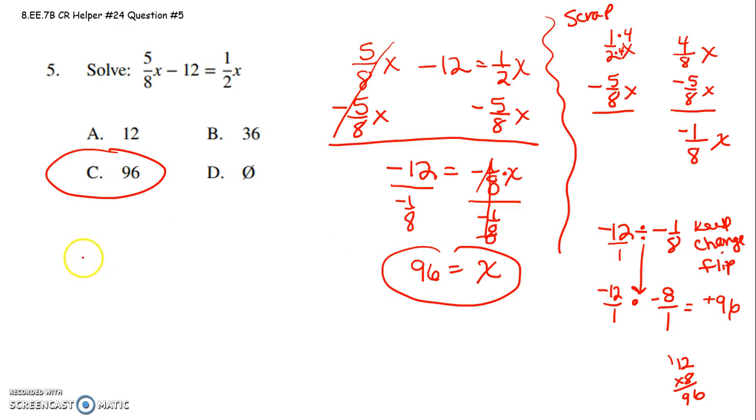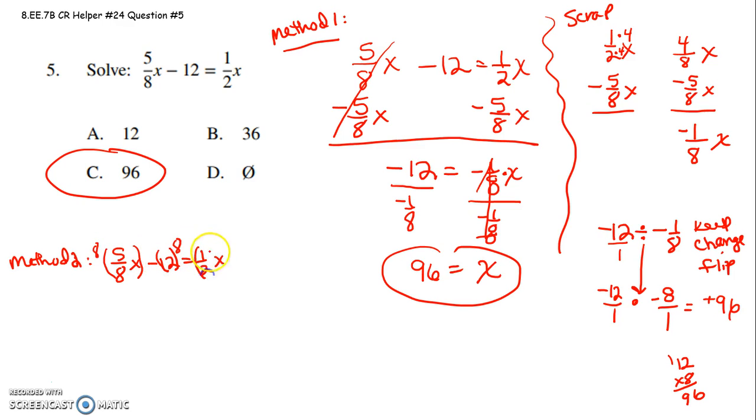I can show you a second way to go about this. So this is method 1. Just leaving the fractions and dealing with them. Method 2, some people like to clear the fractions. So if you have 5/8 x minus 12 equals 1/2 x, you could multiply each term in this equation by the common denominator of 8. So I can multiply 5/8 by 8. I can multiply negative 12 by 8. And I can multiply 1/2 by 8.